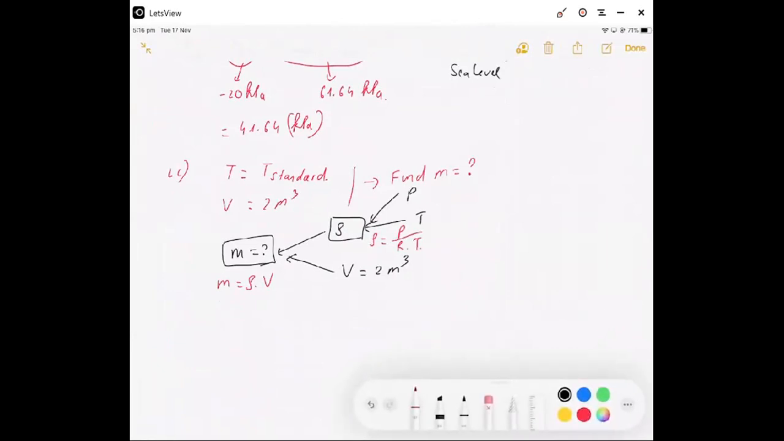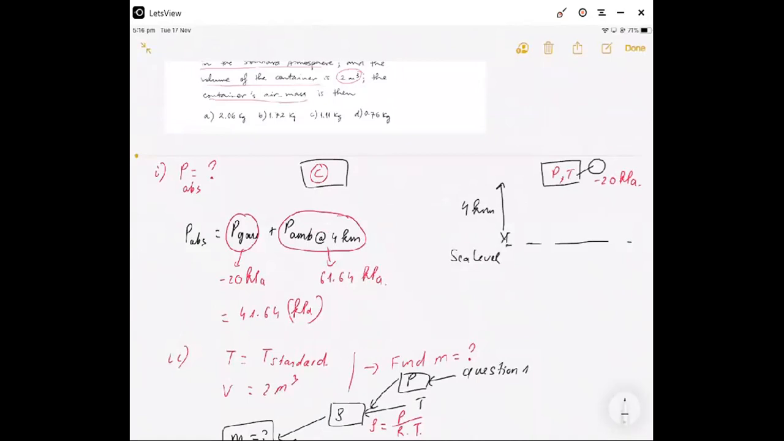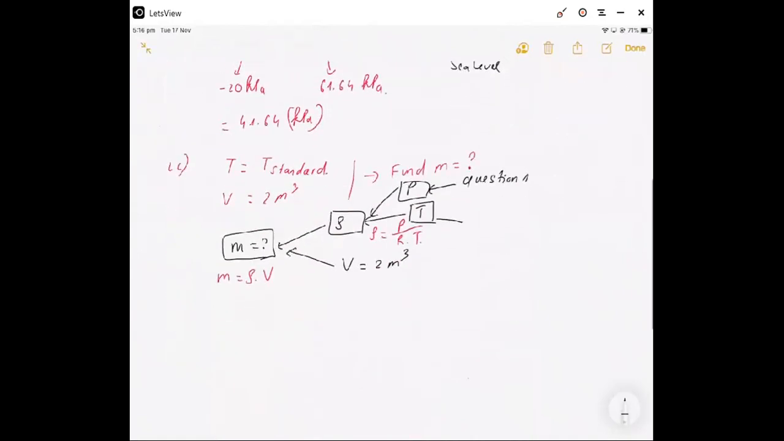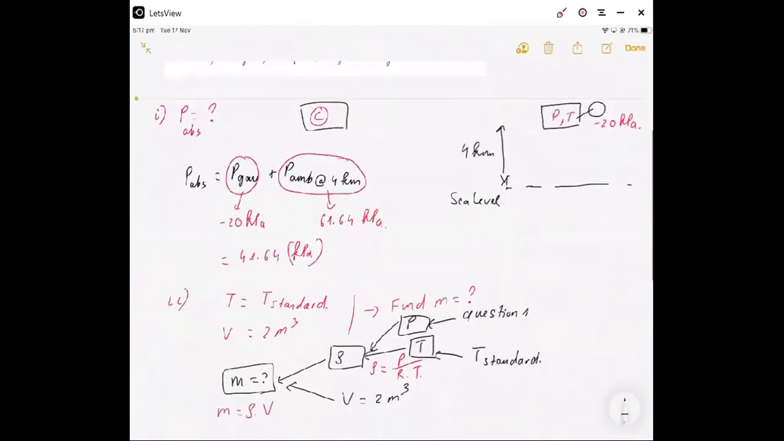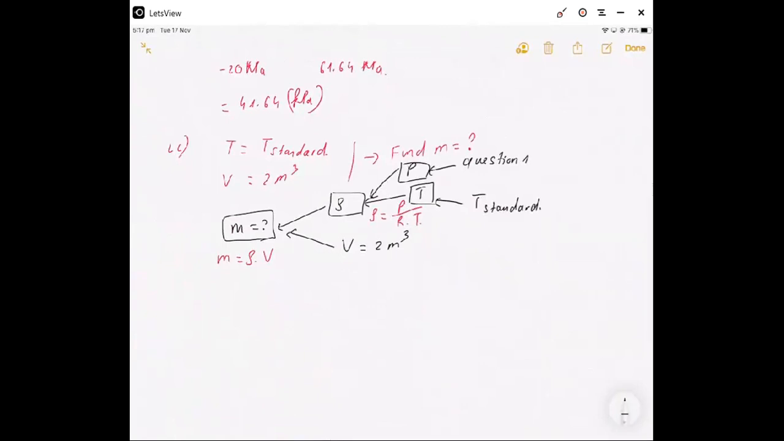The pressure you have from question 1, the absolute pressure inside the container. The temperature equals the temperature at standard condition, as mentioned. This is the process to get the mass: from density and volume. You have the volume. Density comes from the ideal gas equation based on pressure and temperature. Pressure is from question 1, and temperature is the same as the ambient air in the standard atmosphere. I'll give you maybe 2 or 3 minutes to give me the answer.